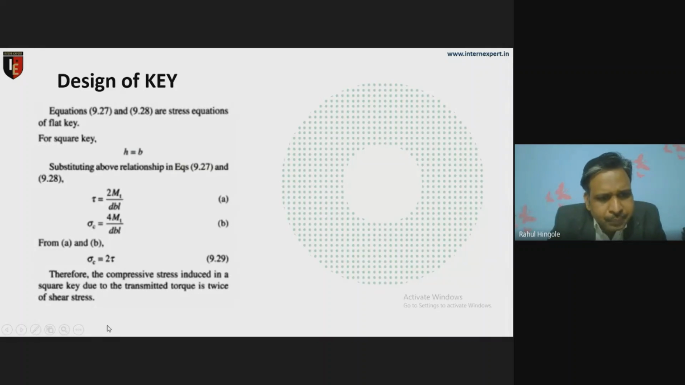So above is for the design of the key. Then we go to the stress equations for the square key, that is H equal to B. The equations learned previously, tau equals 2Mt divided by dBl and sigma C becomes 4Mt divided by dBl. So the theoretical information we get here is that compressive stress sigma C equals twice the shear stress tau. This is an empirical relationship. This is one type of design. Everywhere there is design: design of a car, of a model, of a laptop, and here the design of the key is in front of you. We are going through the technicality of the design.